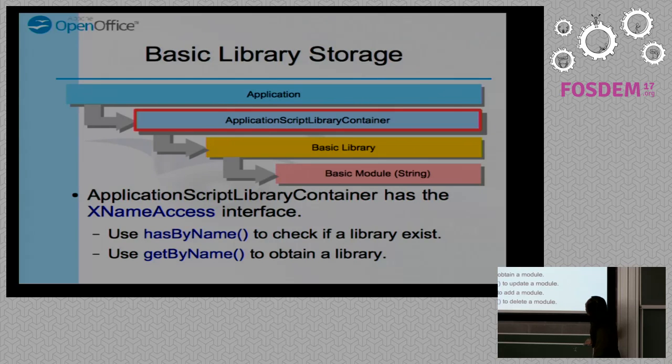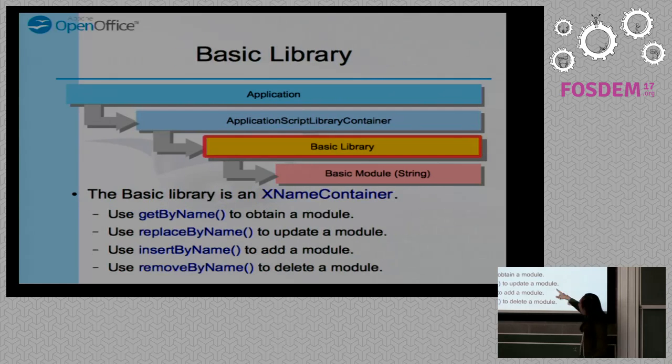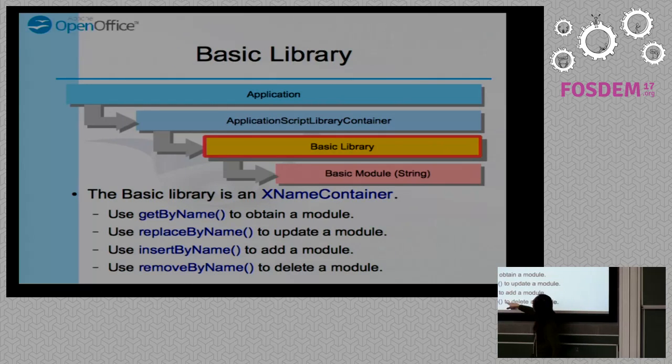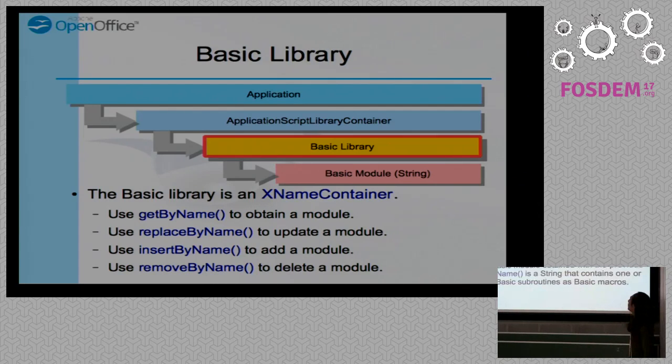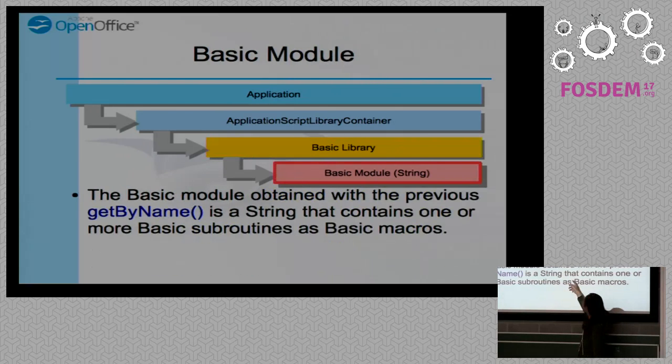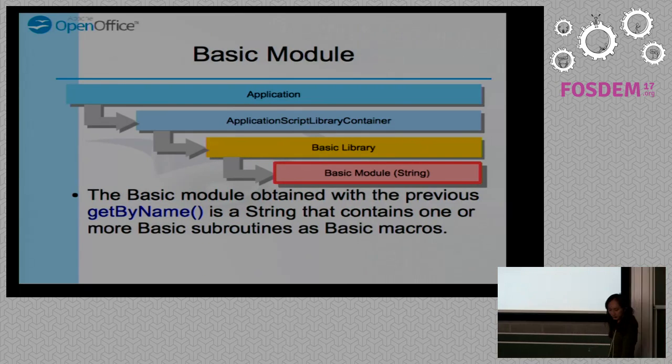And then for a basic library, the basic library is an XNameContainer. I can use all these things: get by name, replace by name, insert by name, and remove by name to manage the modules inside. And the module obtained with get by name is actually only a text string, and that contains one or more basic macros as subroutines.